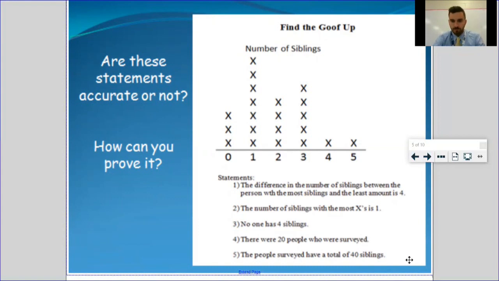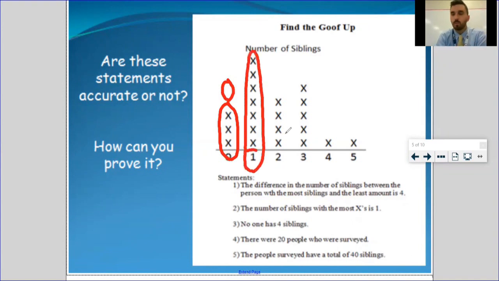That's inaccurate. And then number 5 is a really, really good question. It says the people surveyed have a total of 40 siblings. That doesn't mean there's 40 people who were surveyed. That just means that these people have a total of 40 siblings. So what I mean by that, it's kind of hard to say. We're going to add up all of these people. If these 3 people have 0 siblings, we just know that's a 0, okay? All of these people have 1 sibling.